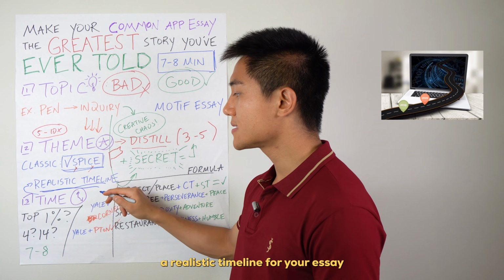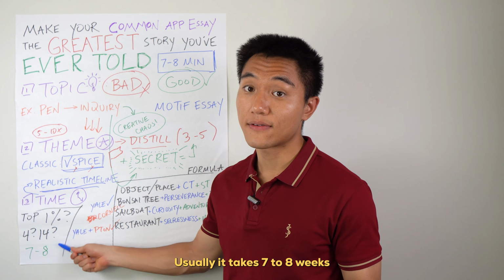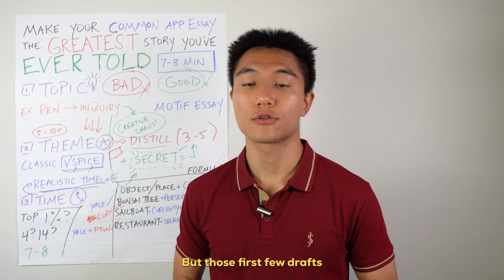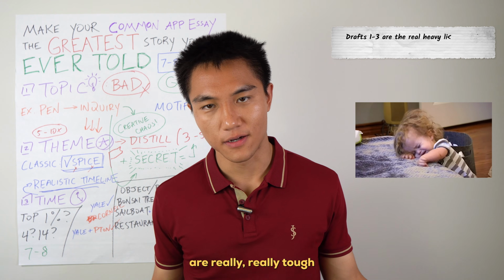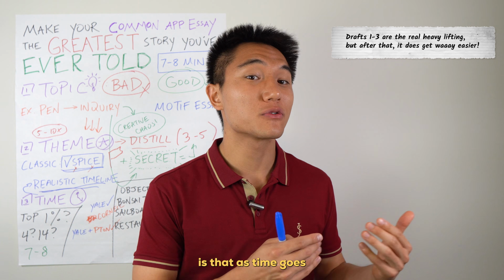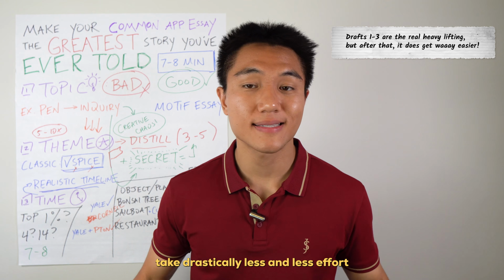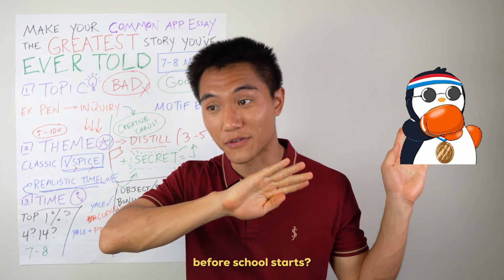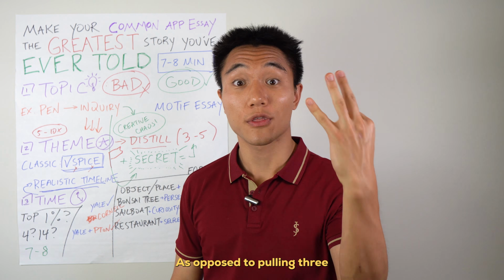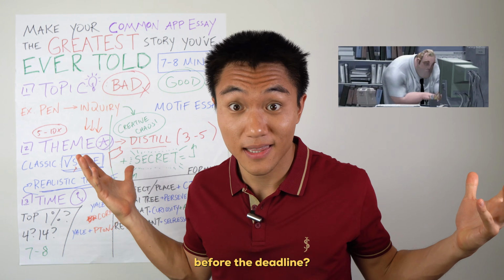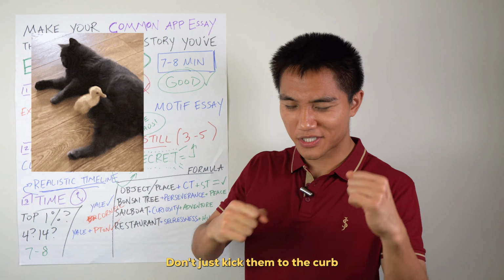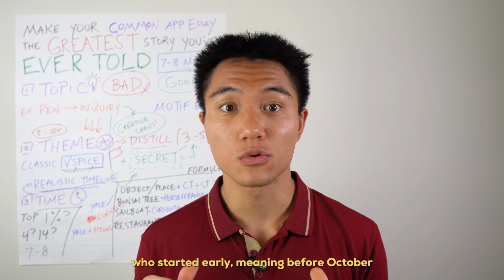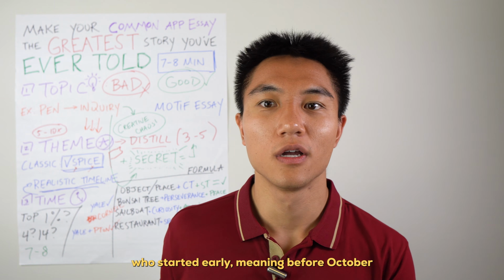After that, create a realistic timeline for your essay. Usually it takes 7 to 8 weeks to write 7 to 8 good drafts. You probably already know this from doing school assignments, but those first few drafts are really, really tough. The good news though, is that as time goes on, those later drafts take drastically less and less effort. The point being, wouldn't you want to knock out those early drafts before school starts, as opposed to pulling 3 all-nighters in a row before the deadline? Take care of your future self. Don't just kick them to the curb. Finally, over 50% of the seniors that we worked with who started early, meaning before October, got in early.